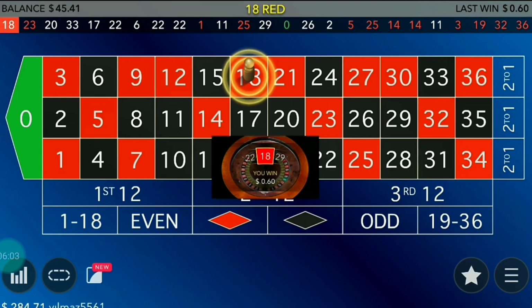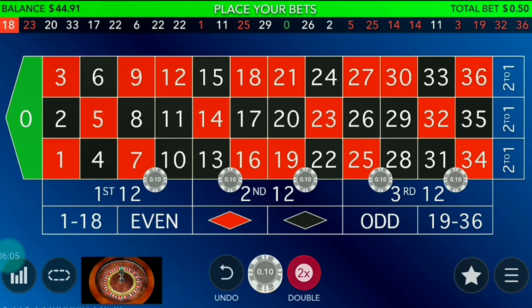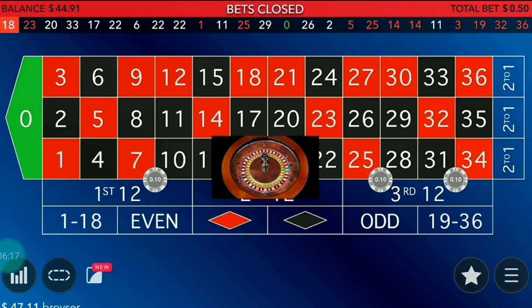Again, I won. So you are going to win 5 out of every 6 spins. Logically, statistically, you are going to win 5 out of every 6 spins. And for recovering your losses, you need to win only 3 spins. So logically, this is a very good trick to recover your losses and to make a profit.